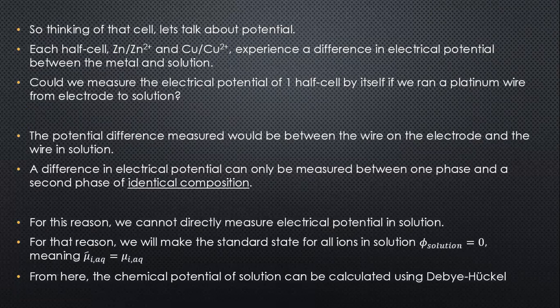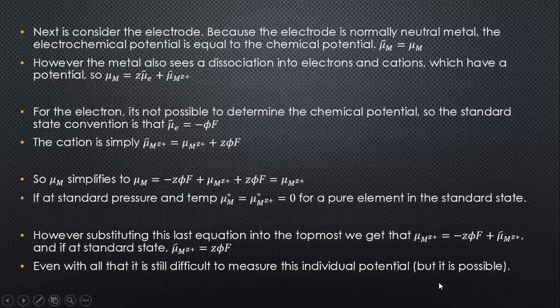So for this reason, for the standard state for all ions in solution, the chemical potential of solution is 0. We can simply say that we can't quite measure the electrical potential of a solution. So we can simply say that the electrochemical potential of the solution is just the chemical potential, period. And because last chapter we learned how to measure the chemical potential of this electrolytic solution, we can calculate this using the Debye-Huckel equation. So that can be dealt with.